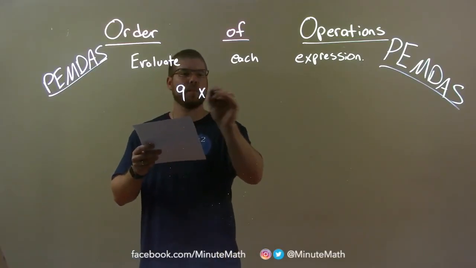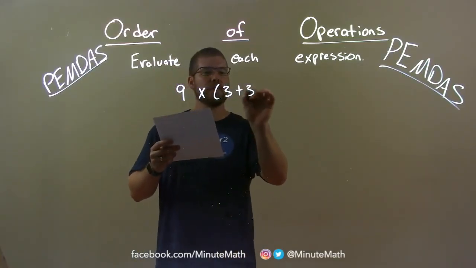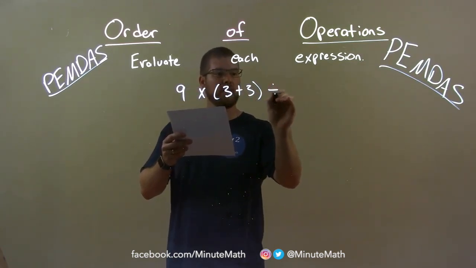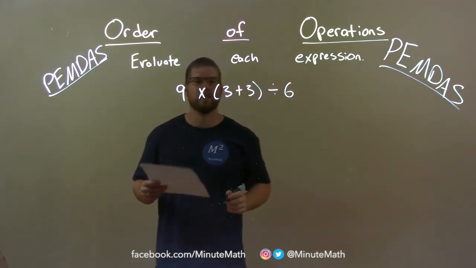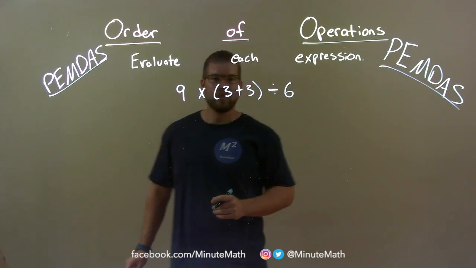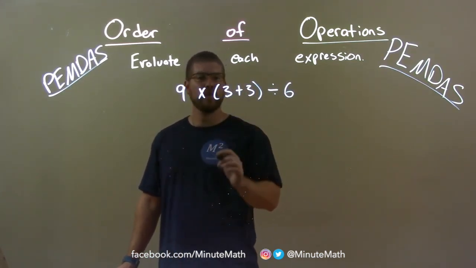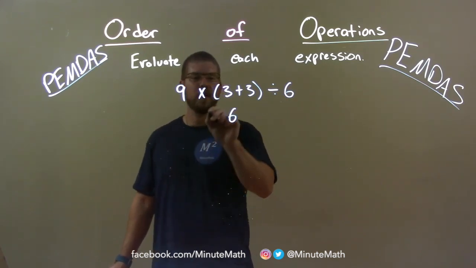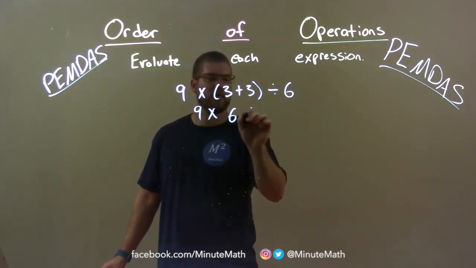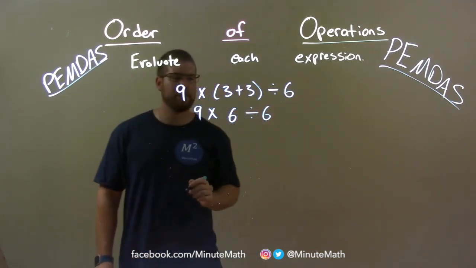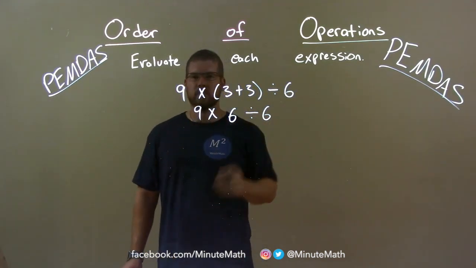9 times (3 plus 3) divided by 6, okay? Well, the first step here is I have my parentheses. Inside it, I have 3 plus 3. So 3 plus 3 comes out to be 6. So let's bring down the 9 and then divide it by 6, okay? So now we have 9 times 6 divided by 6.